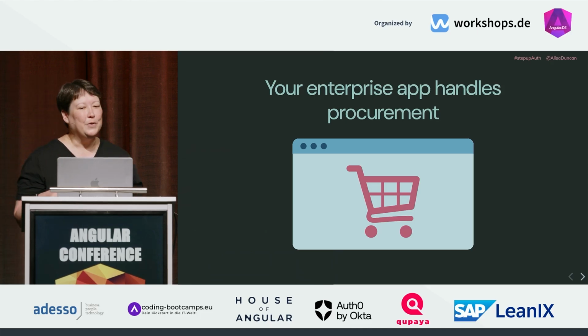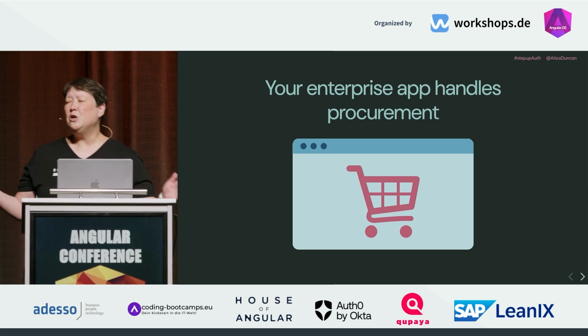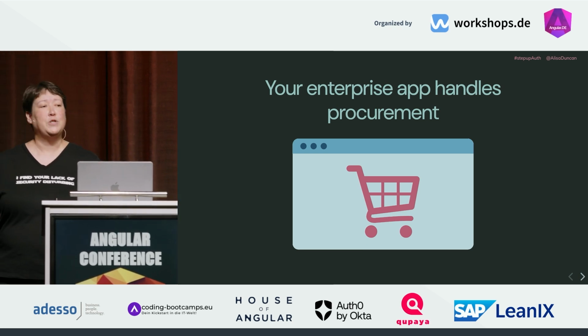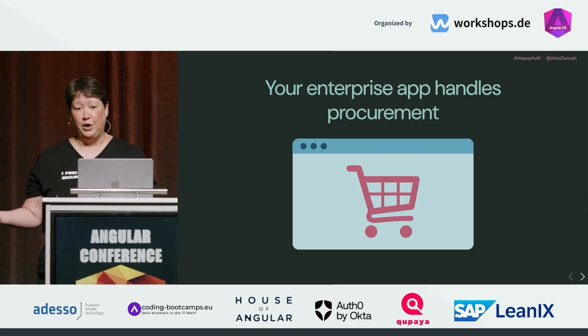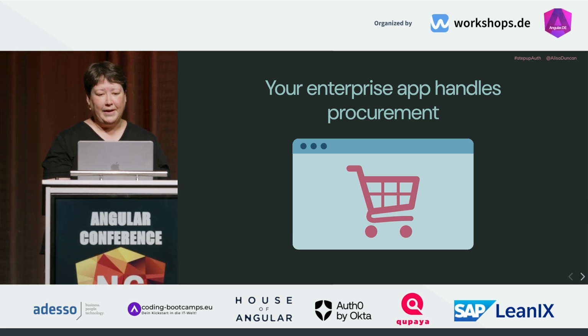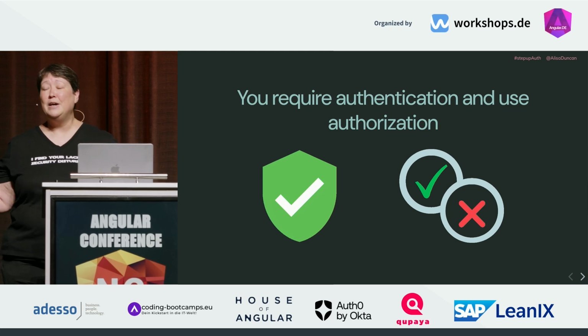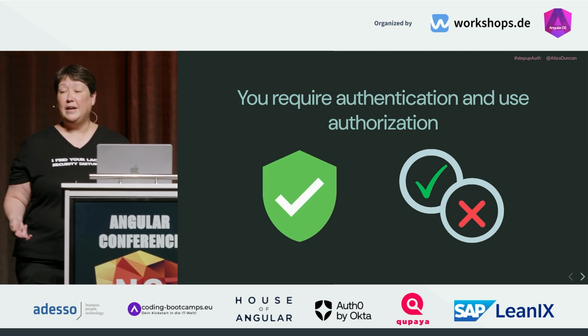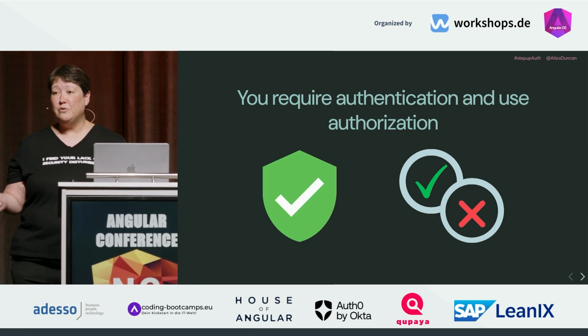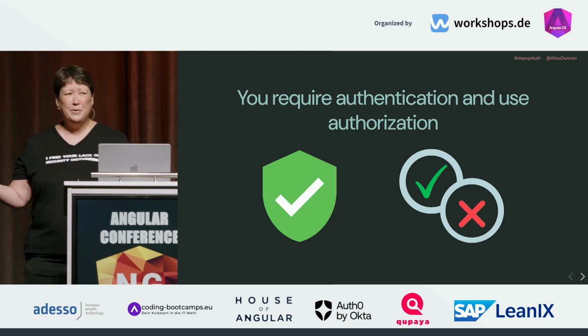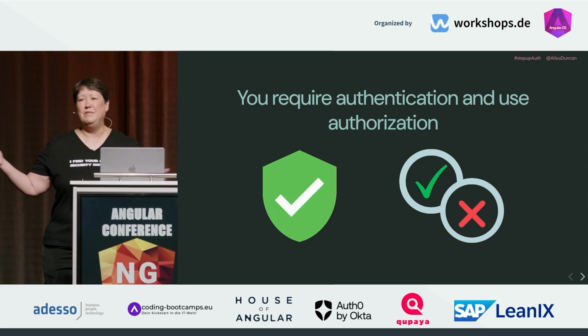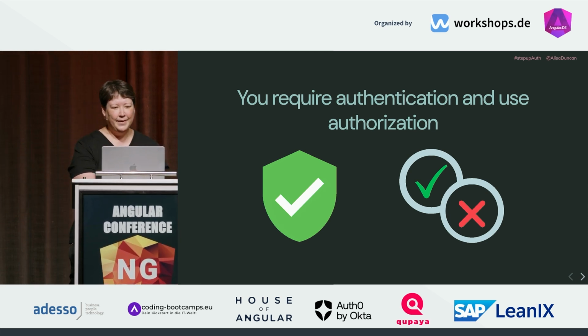Let's do a little bit of role playing. Let's say that you're a developer who works on an enterprise application that handles procurement. By procurement, I mean the large-scale purchasing of industrial or manufacturing goods. So something that's fairly significant. And you are awesome as a developer, meaning that your app has authentication and it uses authorization for access control measures. So people who don't have the authority to buy things can't even get into that procurement module.